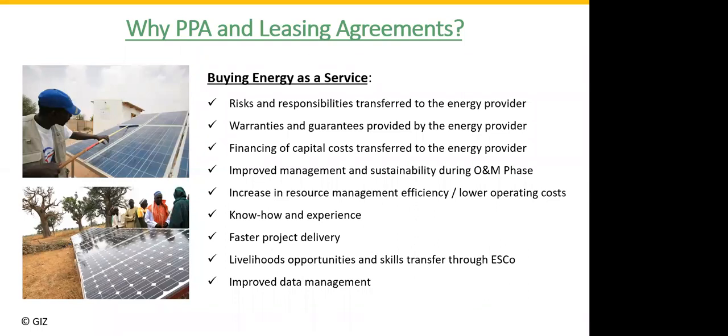So essentially, here are the reasons. Why are we doing this? We're looking to transfer responsibilities away from the organization to the energy provider. We're looking to reduce the upfront capital costs, and most of that risk comes from the energy provider. And then the operation and maintenance is also transferred to the energy provider, so it can work to lower operation costs. It can move things faster. You need a certain amount of know-how and experience to set this up in the first place, but a lot of it is to do with the energy provider themselves, and it can be faster, and you don't need as much money upfront.